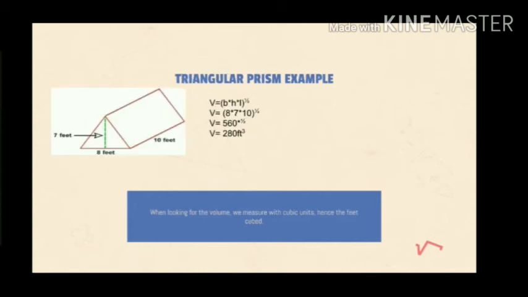The next example is the triangular prism. To find the volume, you have to multiply base times height times length, all divided by 2. So the base is 8, the height is 7, and the length is 10. When you multiply all that, you get 560. And when you divide it by 2, you get 280 feet cubed.